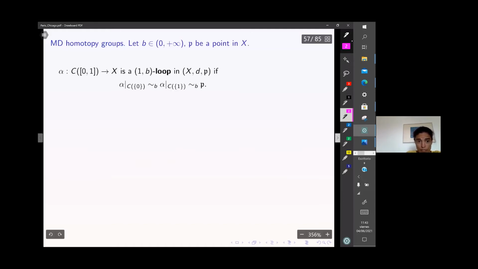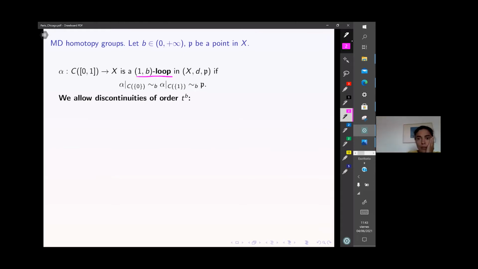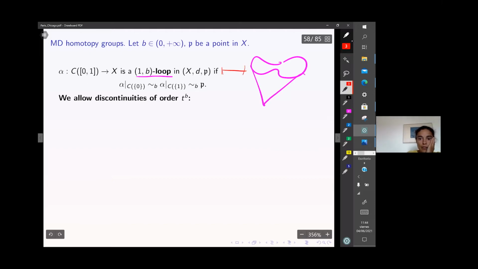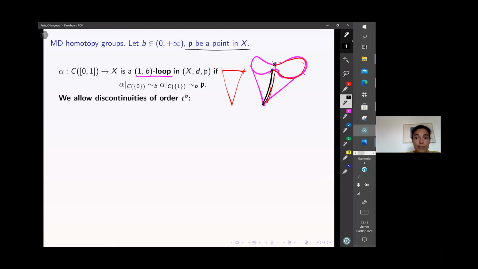And what about the homotopy? So the homotopy, what is an example, for example, of a loop for the parameter B? Again here, a loop will be an image of the cone over the segment. We have, of course, for a homotopy, a base point. So this loop is closed at the level of B points because the starting point and the ending point are B equivalent. So this will be a loop. It's not continuous, but it is moderately discontinuous. Okay. So this is the condition.